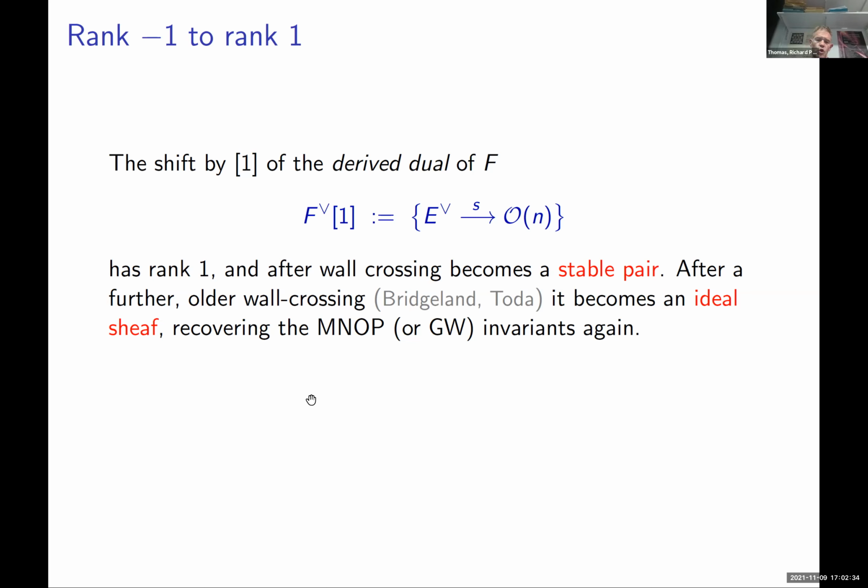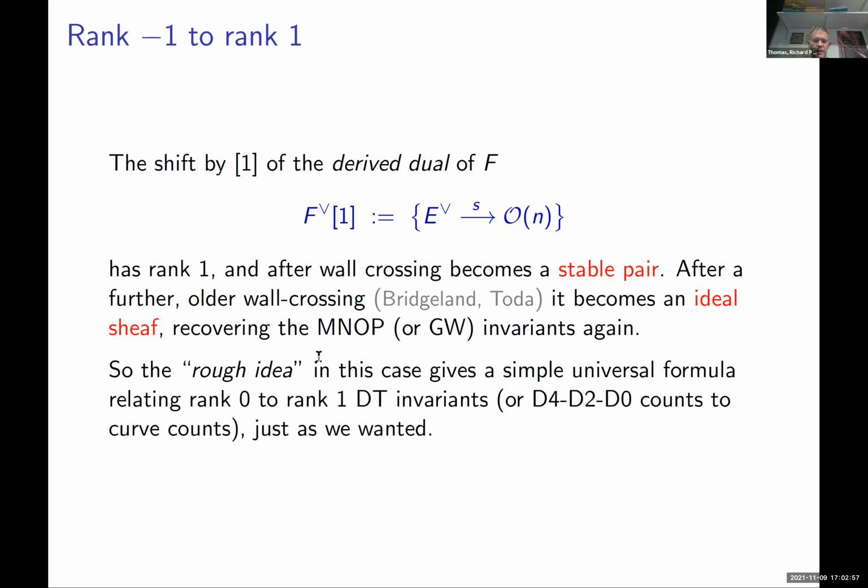And then after further wall crossing, these stable pairs, I didn't tell you what a stable pair is. Anyway, it's something that's very close to an ideal sheaf. And after a further wall crossing that was studied 10 years ago by Bridgeland and Toda, it becomes an ideal sheaf. They'd already handled this wall crossing. And so what we end up with is a count of ideal sheaves and therefore rank 1 DT theory.